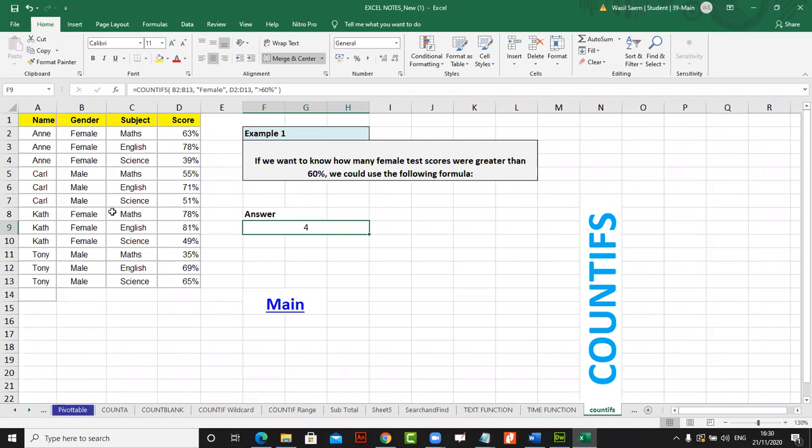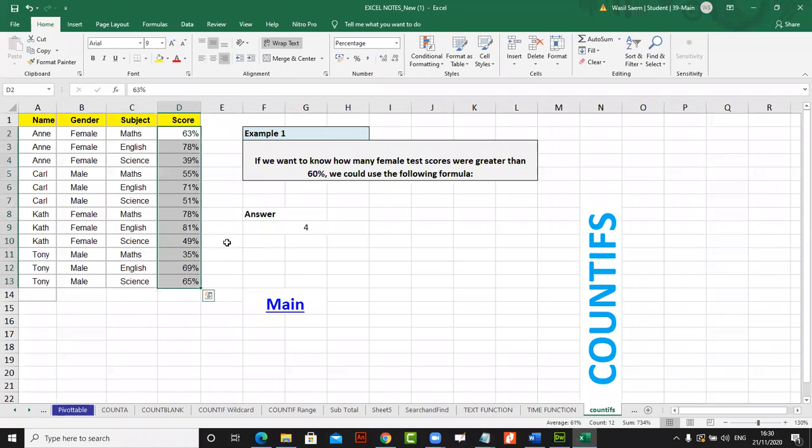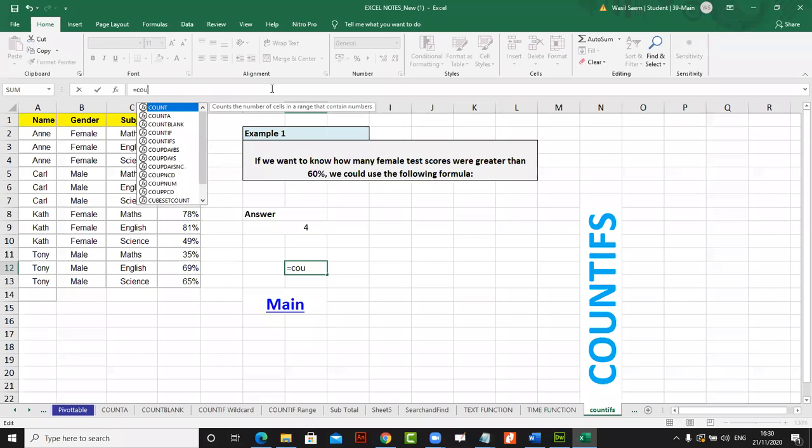If I was saying count how many times female is appearing, you could have used COUNTIF. How many times English is appearing, you could have used it. How many values are greater than 51? We could have used COUNTIF. By the way, how would we do that? How would I find out how many values are greater than 63? Can someone help me out?